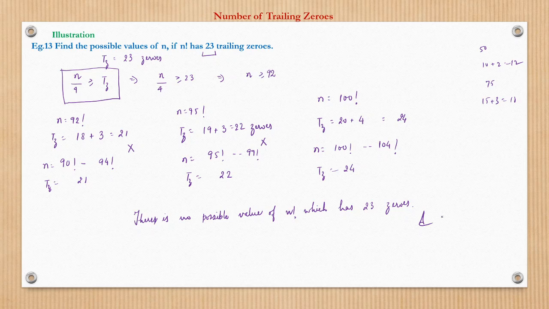So the approach and the method we have understood, how we should proceed. We'll find that narrow range, which gives us n greater than or equal to 92. From there we will check and we'll get those values. Here we got that there's no value of n which has 23 trailing zeros. Whenever I write zeros it means trailing zeros. Trailing zeros means the zeros at the end of any number.